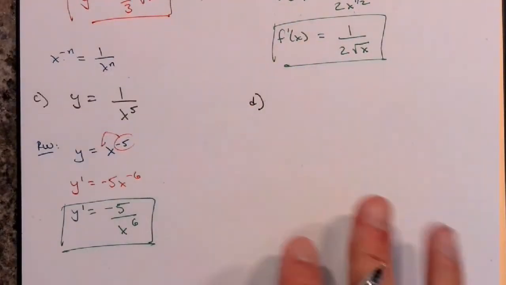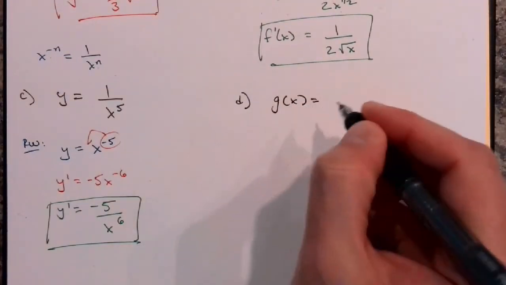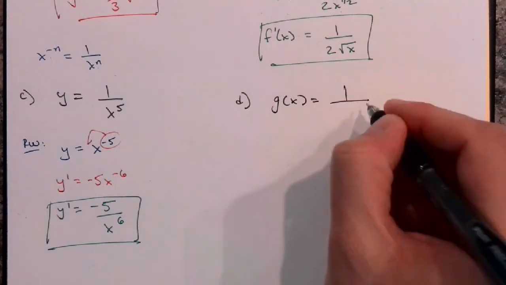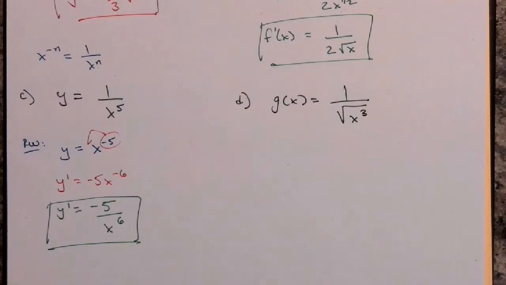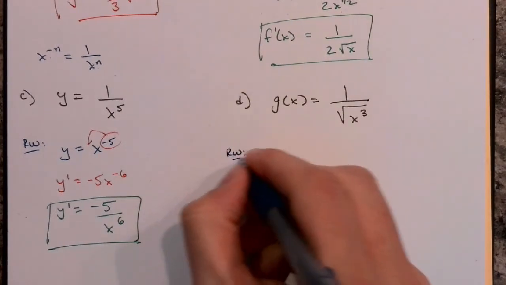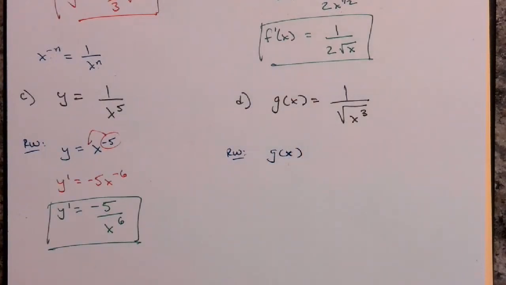If I said take the derivative of g of x equals 1 over the square root of x cubed. So again, I want to try to rewrite this as x to a power, right? Right now it's not x to a power. So the rewrite on this, if you're thinking about what it should look like, it's still called g of x because that's the name of our function. Don't put g prime, we're not taking the derivative yet. This is rewriting it in an equivalent form.